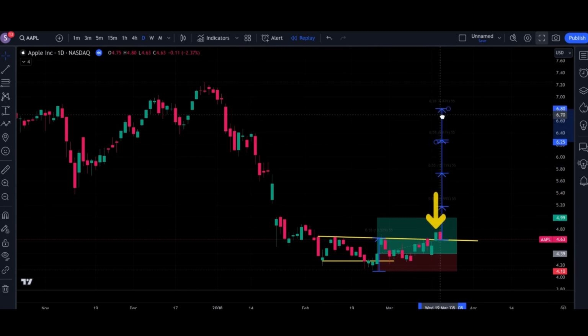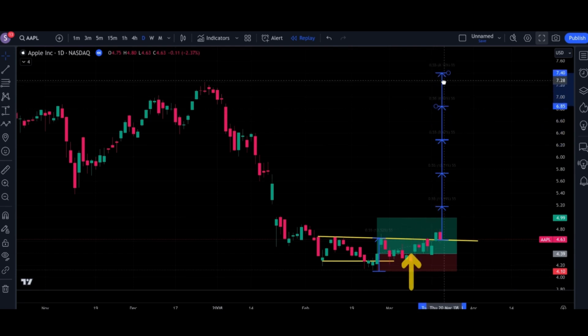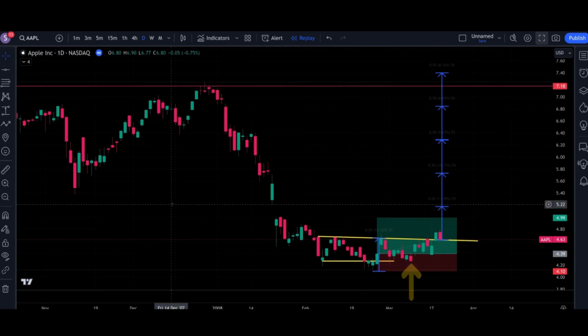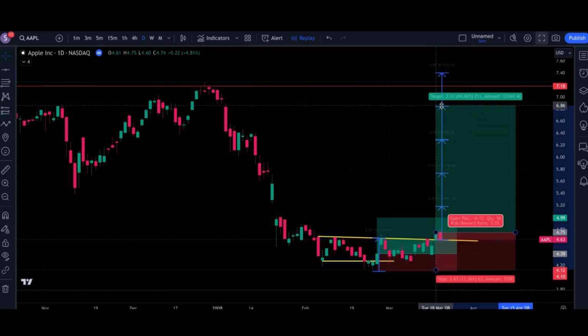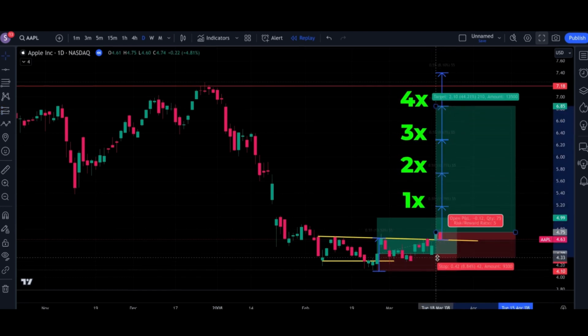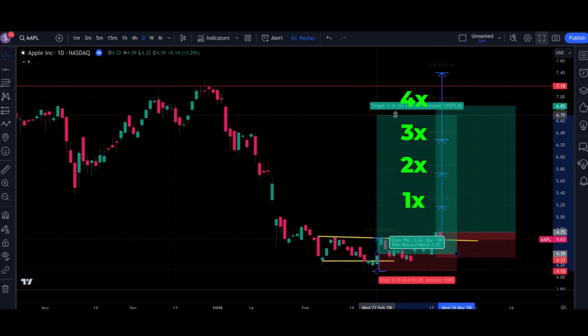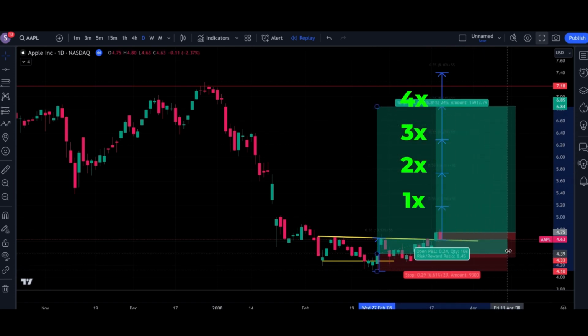My entry is here at the close of this candle. Stop is just below the right shoulder. Like the last example, I set my profit target near but below the last high, at 4x the amplitude. And I will move the profit target of the fake out trade up to 4x the amplitude too.